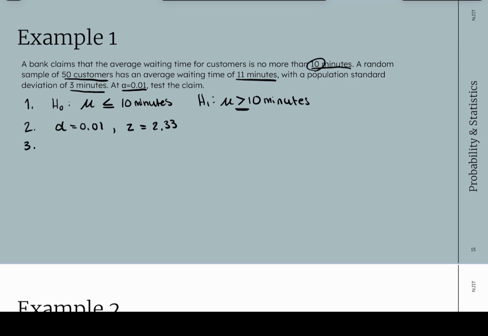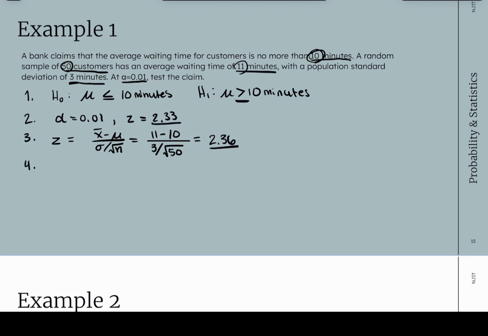And then for number 3, you want to compute the test value. So you're going to just look at the values right here. We have 11 minutes. So 11 minus 10 minutes, over the standard deviation, which you can see is 3 over 50 customers. So that's square root 50. And that is going to be equal to approximately 2.36. Because z equals 2.36 is greater than 2.33, we would reject the null hypothesis.